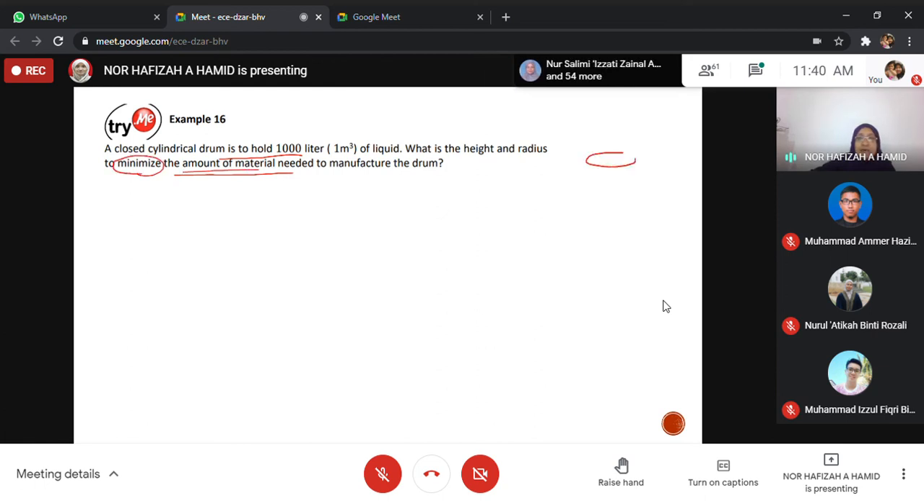So for example, you have drum. So drum tu in terms of cylinder. Okay. So dia nak minimize the amount of material. So maknanya dia nak minimize kan the surface area dia. So dia tak bagi tahu direct lah. Okay. Tapi sebenarnya dia nak minimize kan yang surface area. Sebab material ni makna material you buat drum ni. So dia punya surface area tu. Okay. So you need to know what is the formula of the surface area. So surface area of a cylinder, so formula is equal to 2 pi r square plus with 2 pi rh.